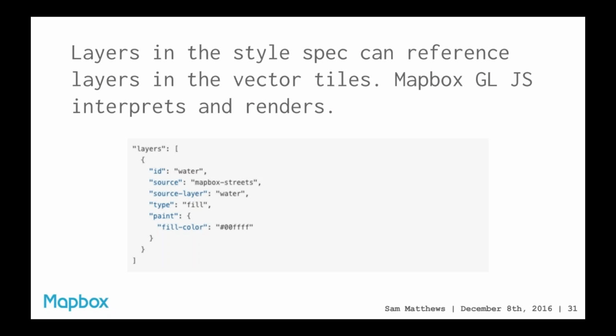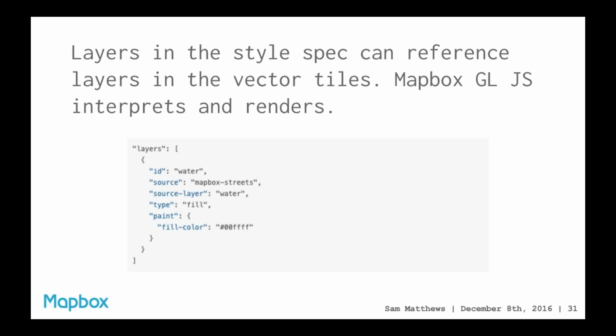A layer in the style spec can reference a layer in the vector tile, but it doesn't have to be a one-to-one relationship. This example is just showing our new style, saying I'm going to style water. I'm going to grab it from our Mapbox Streets tile set. That tile set has a layer called water. I want to go into that layer, render it as a fill type, and I want that fill to be this color. So this is probably a blue hex color.